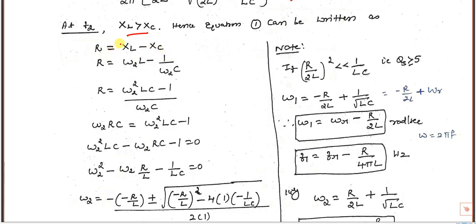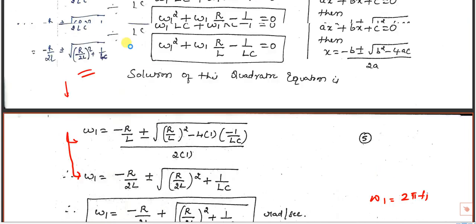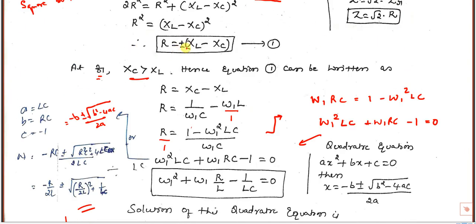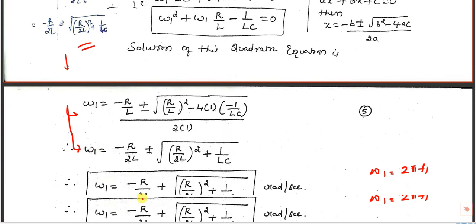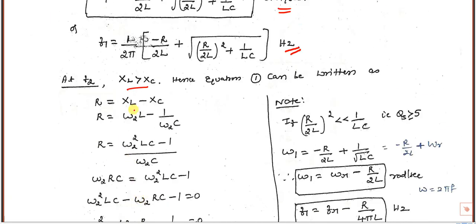Here we started with R is equal to the difference of XL and XC. Now you have to consider XL greater than XC, so you write XL minus XC. R is equal to XL minus XC. For the lower frequency, you write XC greater than XL, so XC minus XL. Now we are writing XL minus XC. For frequency F2, omega is 2 pi F, so instead of F we write F2, and it is omega 2 L minus 1 by omega 2 C.